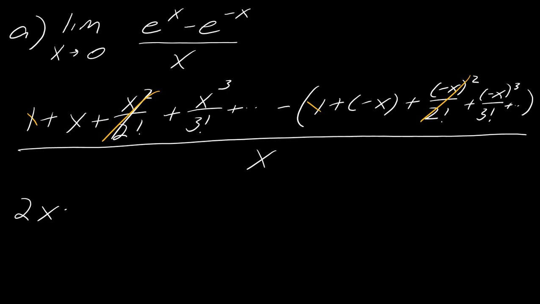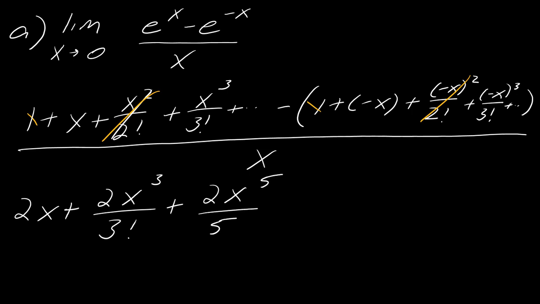So I think we're seeing a pattern here now. So 2x cubed over 3 factorial. So the pattern here is it looks like it's just going to double all of these odd factorials. So we'll just continue out that pattern. So I still have to divide all of this by x. So let's go ahead and do that.